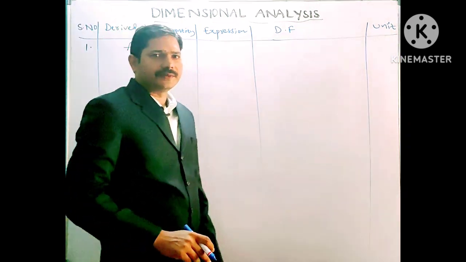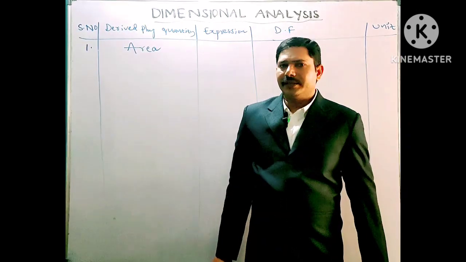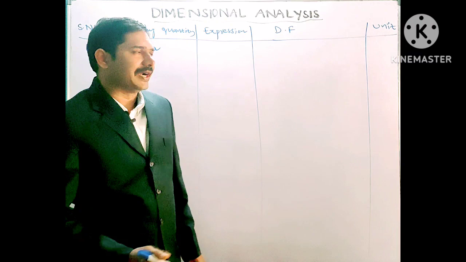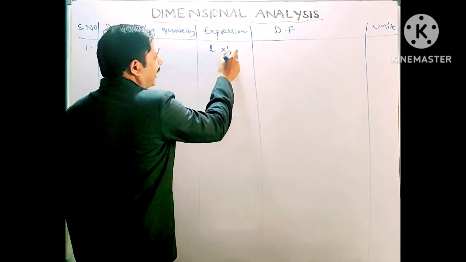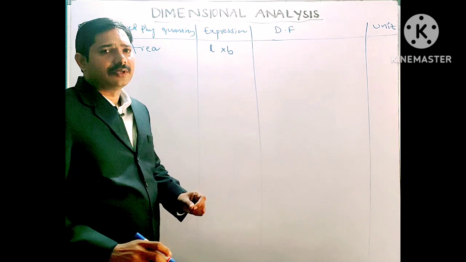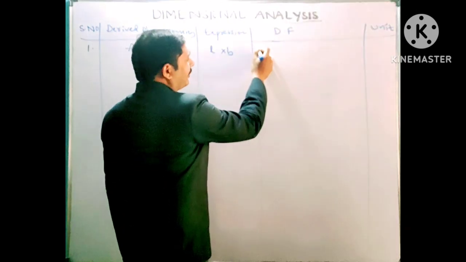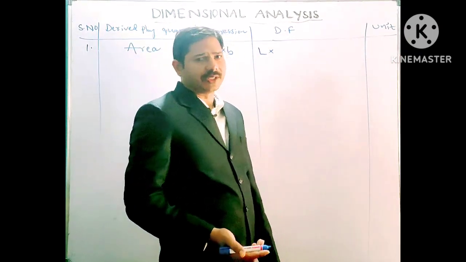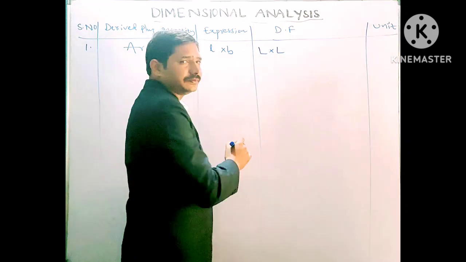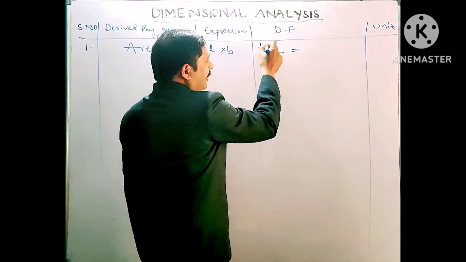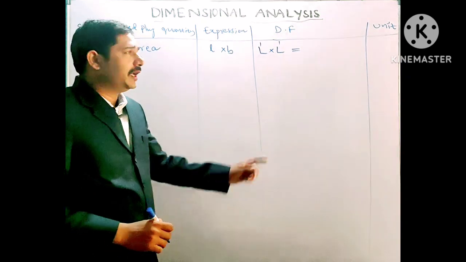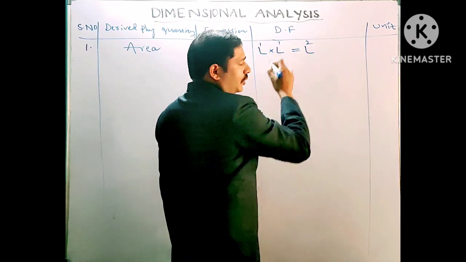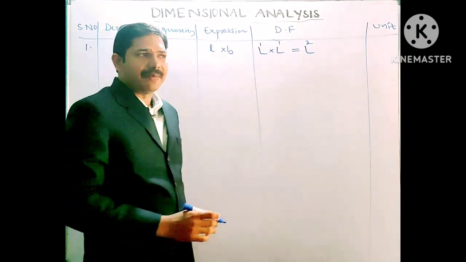Area expression we know. For example, a rectangular slab is there. So how do we measure area? Length into breadth. Length dimension formula is L. Breadth is also measured by using a scale, so that is also nothing but length only. So L into L. Here L power of 1 is there, here also L power of 1 is there. Here bases are equal, so powers should be added. L power 1 plus 1, 2. L square is the area dimensional formula.